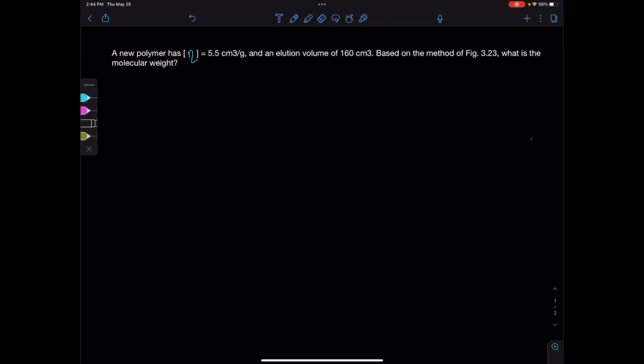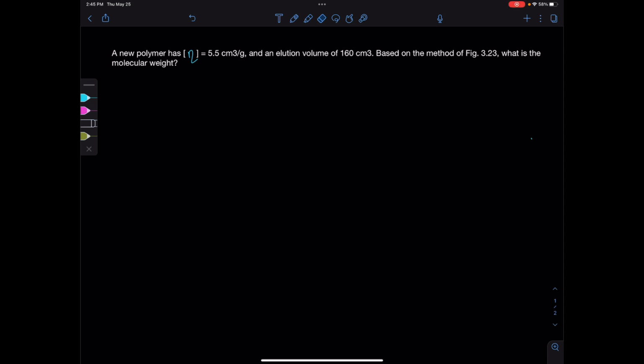A new polymer has intrinsic viscosity of 5.5 centimeter cube per gram and an elution volume of 160 centimeter cube. Based on the method of figure 3.23, what is the molecular weight? Figure 3.23 is a universal calibration graph of eta m, where eta is intrinsic viscosity and m is the molecular weight, versus the elution volume in a GPC. It is based on the understanding that the elution volume in GPC depends on the polymer's hydrodynamic volume.